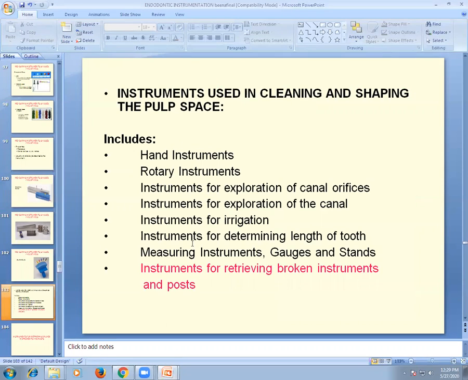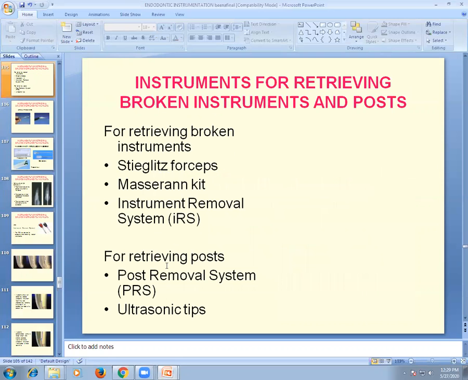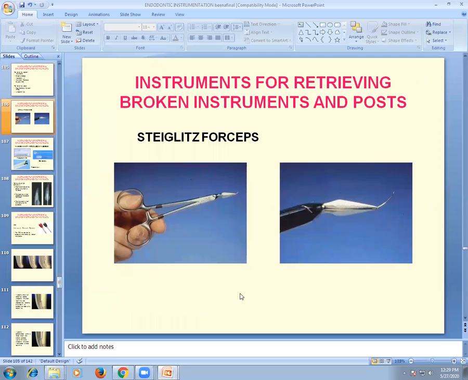Coming to the last instruments, those used for retrieving broken instruments and posts. For retrieving instruments, we have the Stieglitz forceps, the Masserann kit, and the instrument removal system. And for retrieving posts, we have the PRS system and the ultrasonic tips. This is the Stieglitz forceps, which is used for removing the broken file.